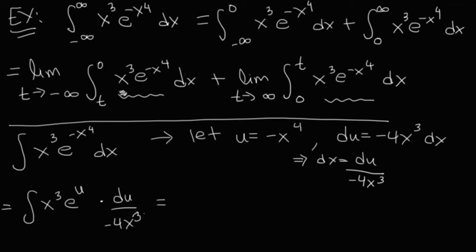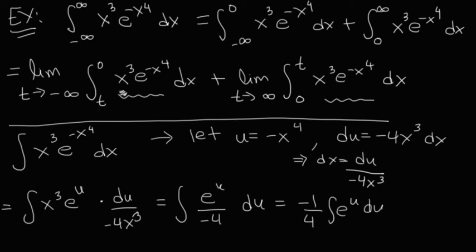Carrying on from there, we notice that the x cubes are going to cancel out. So we are left with e to the u over negative 4 times du, which I prefer writing as negative 1 over 4 times the integral of e to the u du. Just bring the constant out. And then this is an easy integral to evaluate. It's just negative 1 over 4 times the antiderivative of e to the u, which is just e to the u. And then at the end, I put in what u was, which is negative x to the 4. So there is my answer to the integral without bounds.